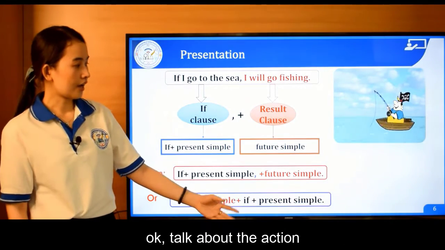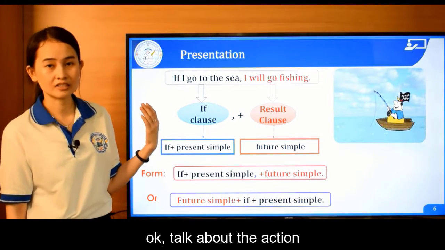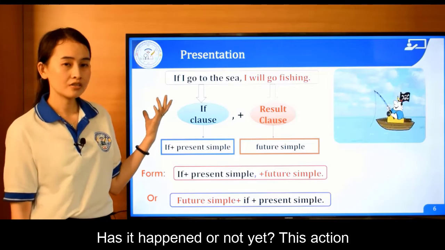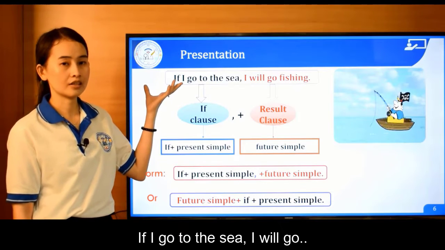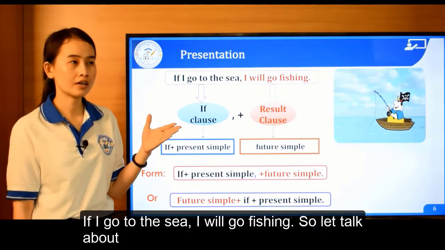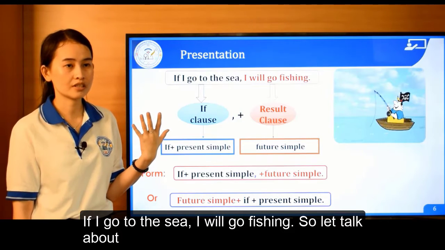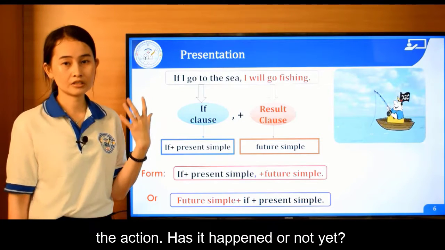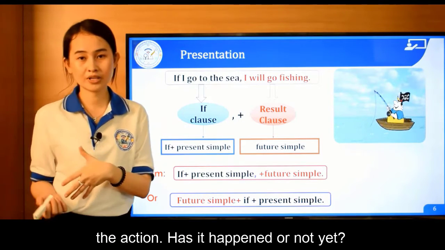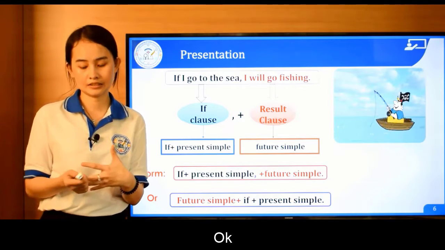Okay? Okay, let's talk about the action. Has it happened or not yet? This action. If I go to the sea, I will go fishing. So let's talk about the action. Has it happened or not yet? Okay.